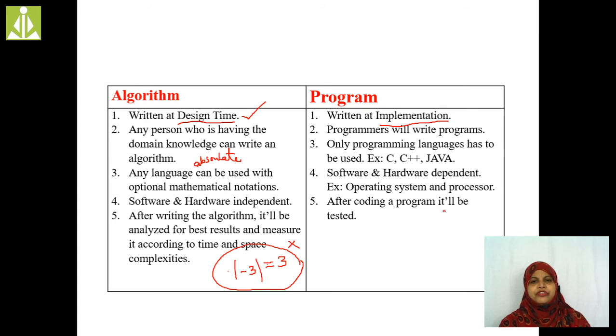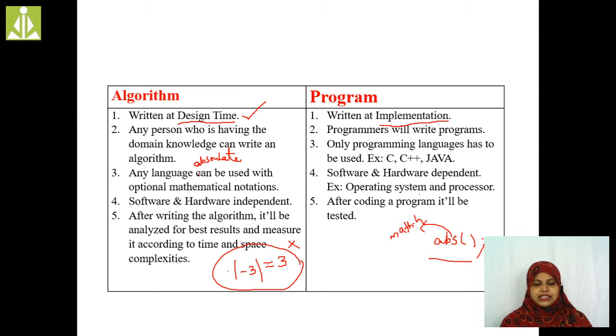For example, to perform an absolute value, how are we going to do it? By using the abs function. We are going to find the absolute value. Where is this abs function present? In the C programming language, in the math.h header file, this abs function is present.